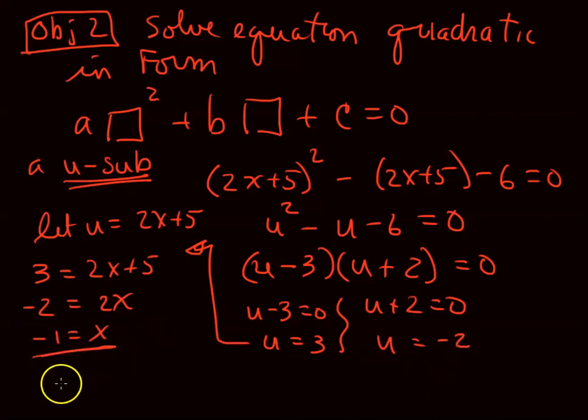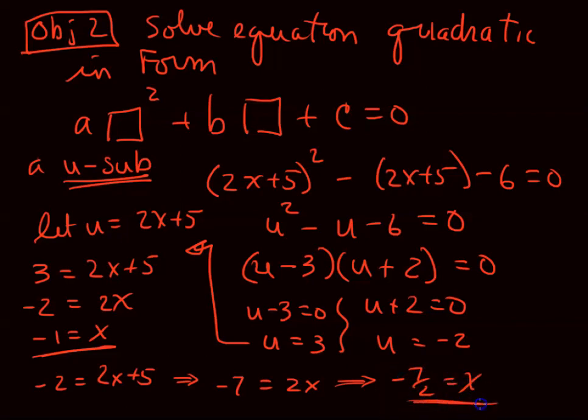Plug in the negative 2. Negative 2 equals 2x plus 5. Subtract 5 from both sides, you get negative 7 equals 2x. Divide both sides by 2, and negative 7 halves equals x. And those are your two answers, negative 1 and negative 7 halves.